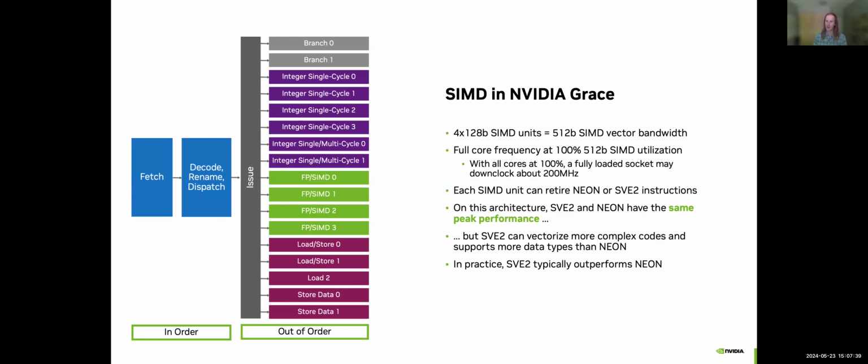But if you are auto-vectorizing a code and you disassemble it and you notice that there's Neon in there, don't panic, that's fine. Neon is not slow on Grace. Neon is the same as SVE on Grace. So it doesn't mean SVE fast, Neon slow. It just means that the compiler decided to generate Neon instead of SVE.